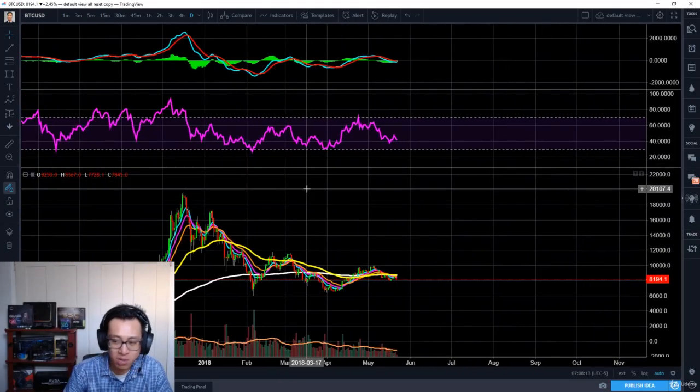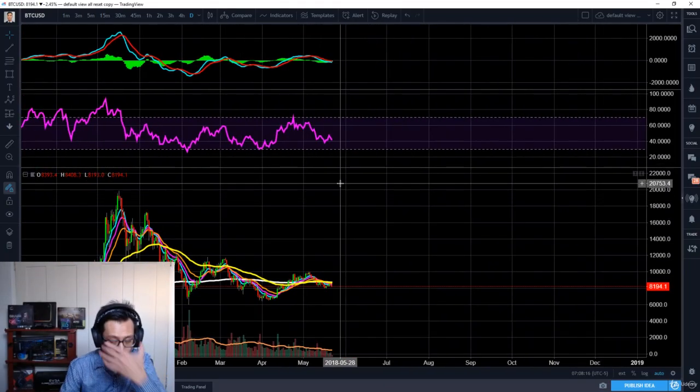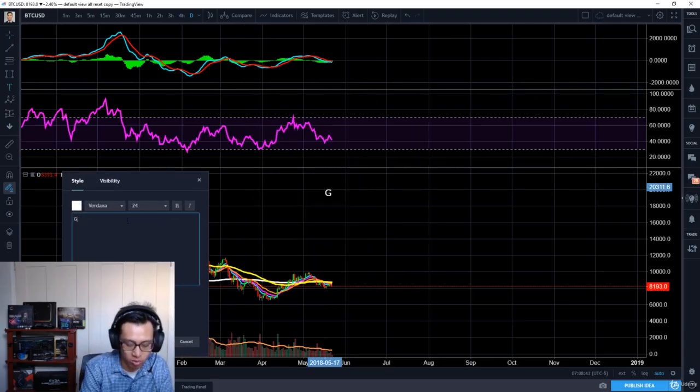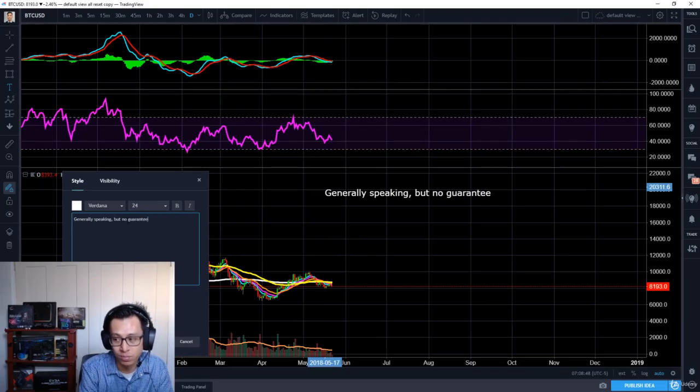RSI refers to the relative strength index, and it will hover between 0 and 100, right? There's going to be a line that simply moves up and down, sideways to the right, and it will vary between 0 and 100. Now, just very generally speaking about the RSI, I'm going to write this out for you guys. Generally speaking, but no guarantees, a reversal.